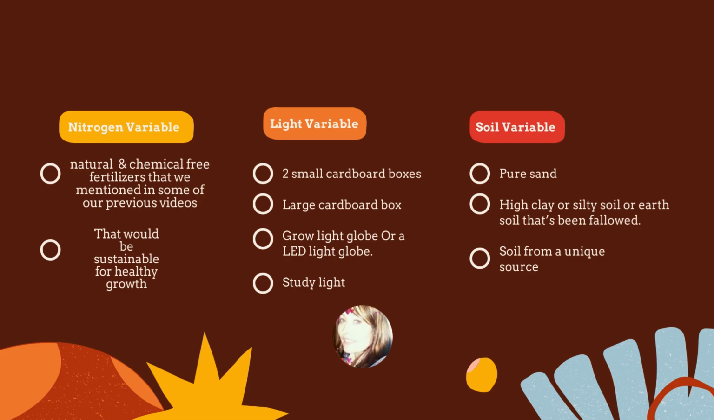Nitrogen variable: natural and chemical-free fertilizers that we mentioned in some of our previous videos, that would be sustainable for healthy growth. Light variables: two small cardboard boxes, a large cardboard box, a grow light globe, LED light globe, or sturdy light. Any of those will do.